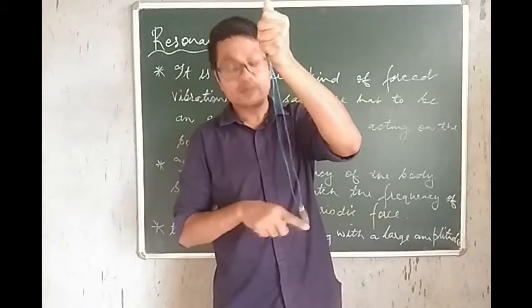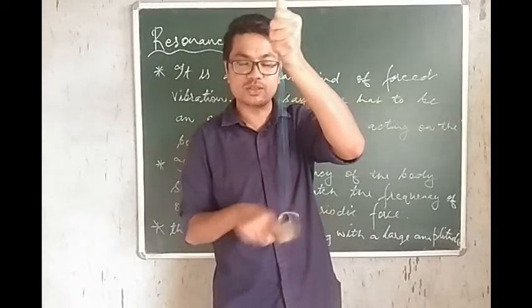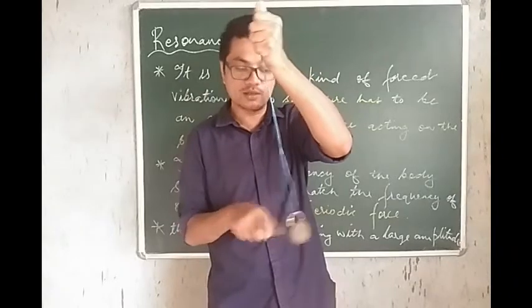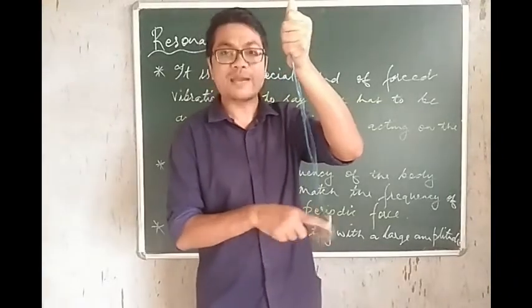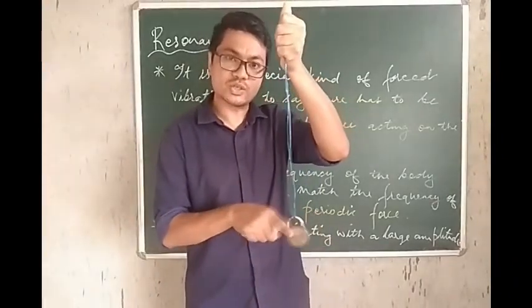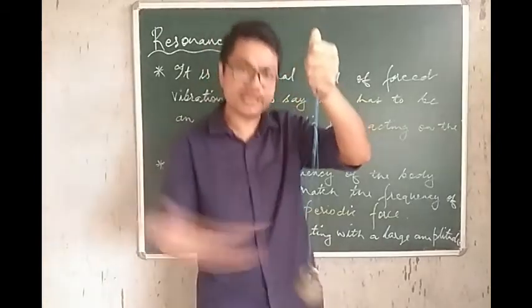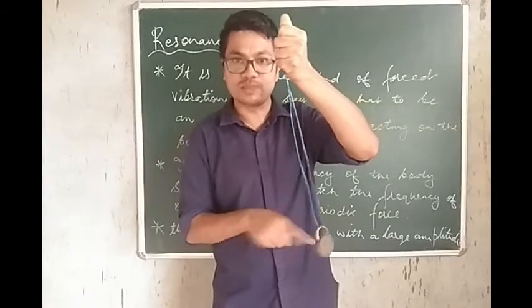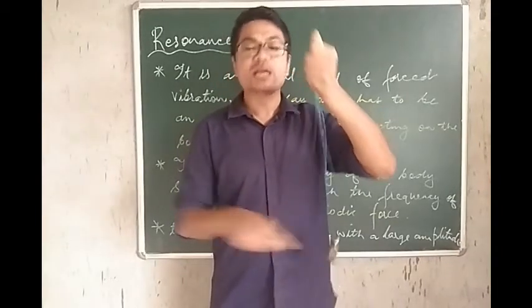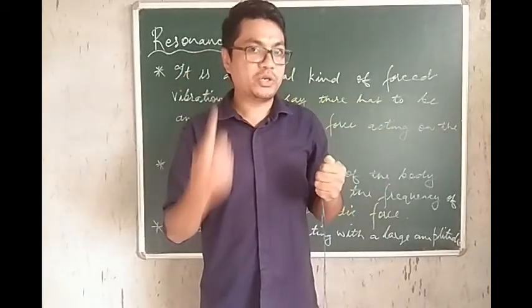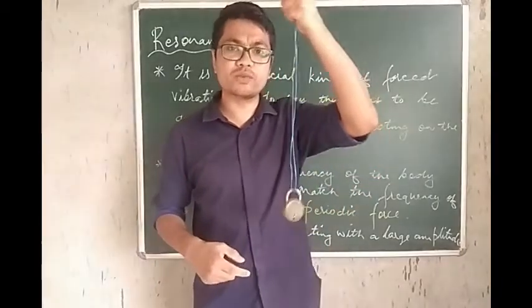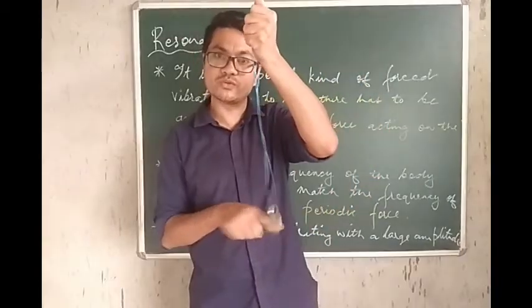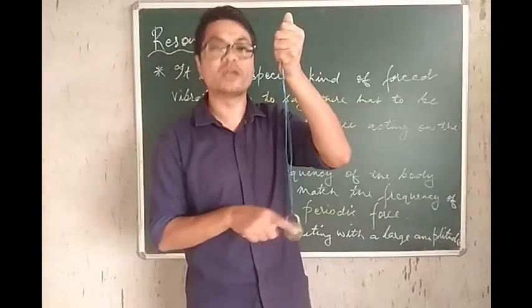Alright, so this is forced vibration, mind you. The pendulum is undergoing forced vibration, but it is not producing a nice full swing. It is not producing a large amplitude. Why? Because the frequency of the external periodic force is not matching the natural frequency of the pendulum. It is undergoing forced vibration, but this is not a case of resonance.